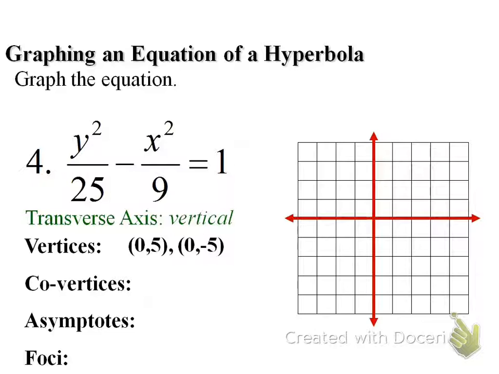Now, this graph, I couldn't really fit it on there, so I counted by 2s, so it looks like it's 2.5, but it's really 5. So just be aware of that. Co-vertices are how many units left and right? 3, good. That gives me (3, 0), (negative 3, 0). It's time to put that box in. Rectangle.